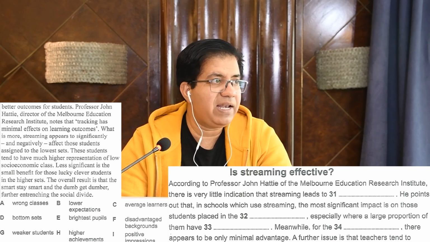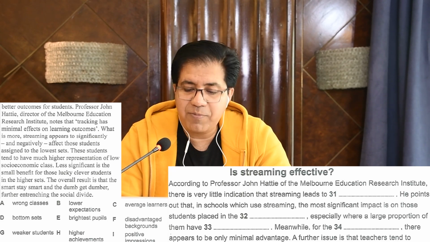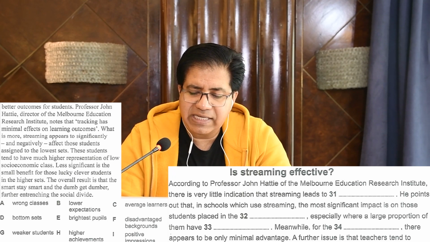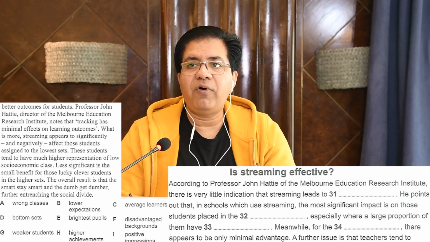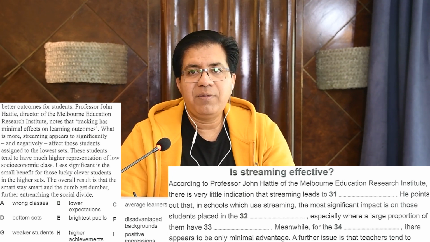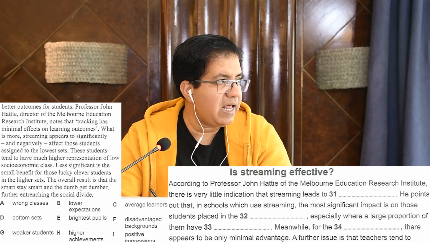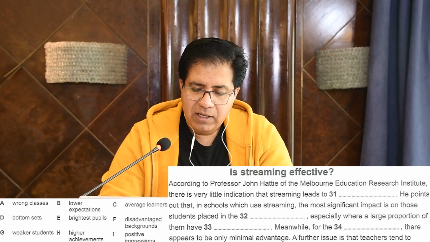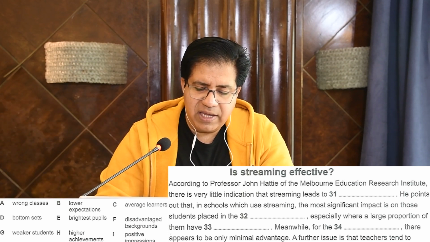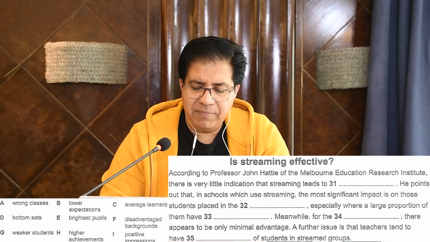Clever means they are very clever in the class. They can do everything properly. So option E, brightest pupils. For students, they use the word pupils. Pupil is the synonym of students, and for brightest, lucky and clever. There appears to be only minimal advantage.